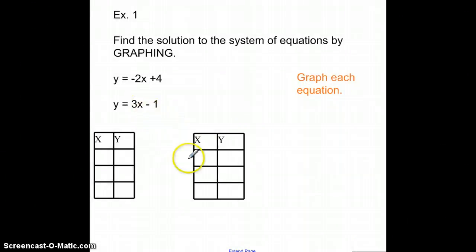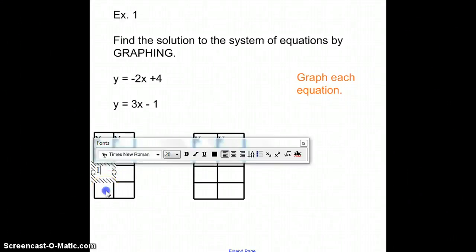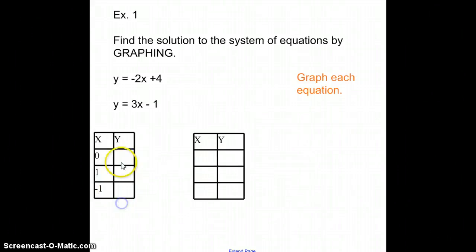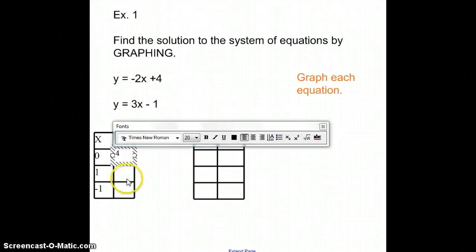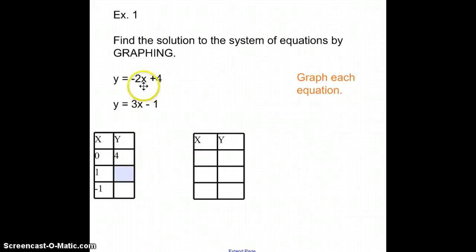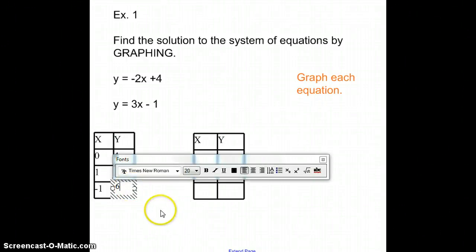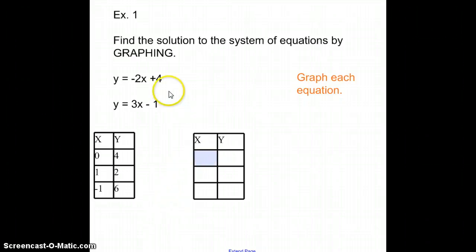Okay, so if we do that, let's plug in some numbers for x and for y. Let's plug in 0, we'll plug in 1, and we'll plug in -1 for our x values. If we plug in 0 for x, we know this y value, because our y-intercept is 4 here. Plug in 1, you're going to get 2. And when we plug in -1, we're going to get 6. Okay, so that figures out the first equation.